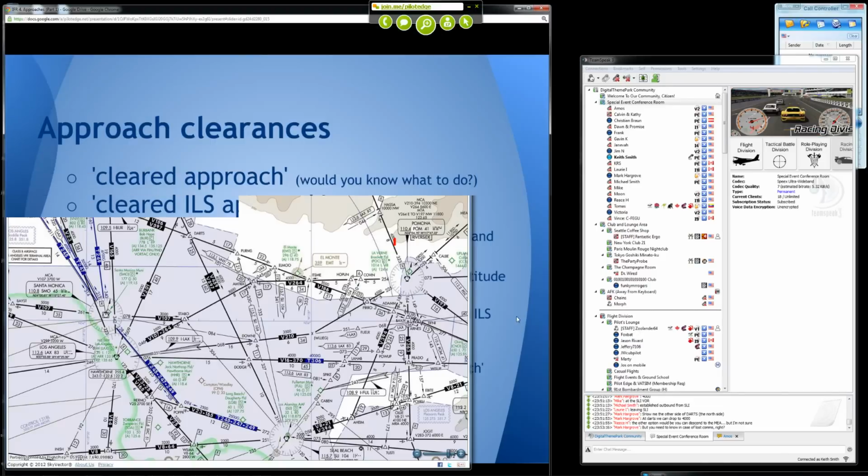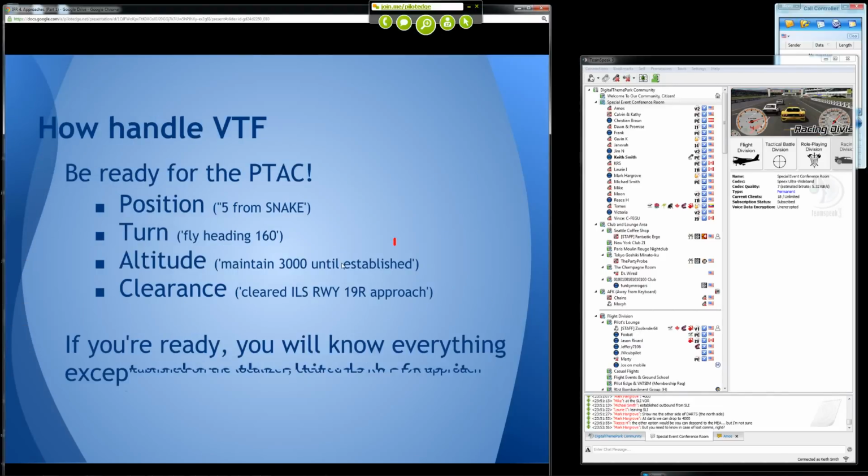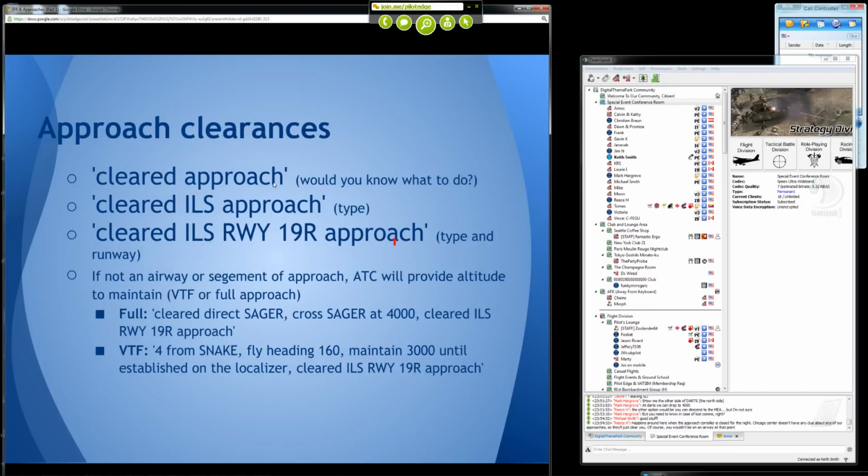Okay, so that's the basic case, cleared approach. Let's assume that ATC was a little bit more specific. They said cleared ILS approach. Well, that now rules out anything that is not an ILS approach at John Wayne.